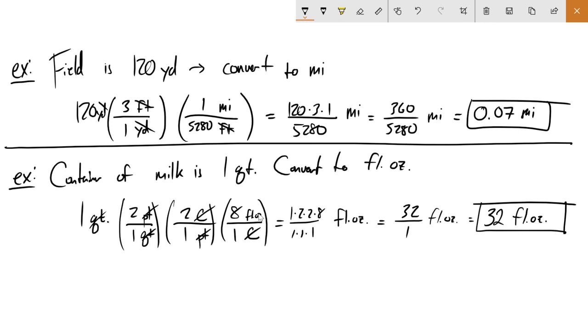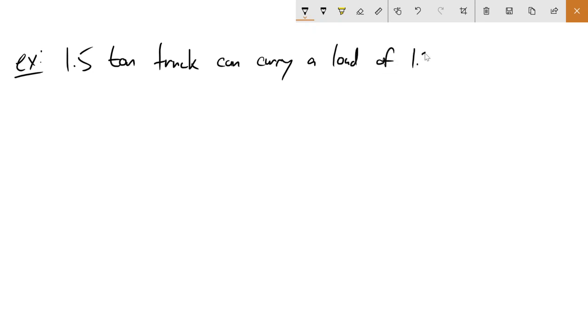Should we try another? All right. Let's say they have something called a 1.5 ton truck. It doesn't exactly mean this, but more or less, a 1.5 ton truck can carry a load of 1.5 tons. You can put 1.5 tons of weight on it. You can haul more than that, but that's how much physical weight you can actually pile on the truck.